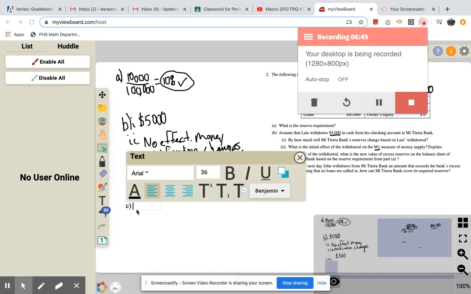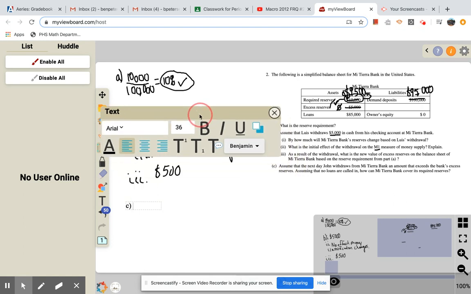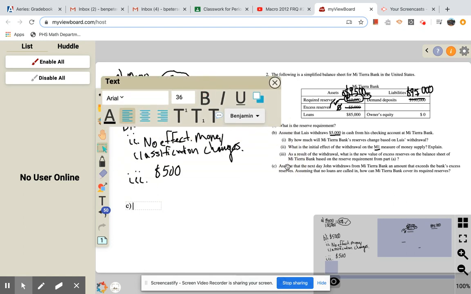All right, so let's wrap this thing up. Now, part C says, assume the next day John comes to the bank and he withdraws from me, Tierra Bank, an amount that exceeds the bank's excess reserves. Assuming that no loans are called in, how can me, Tierra Bank, cover its required reserves? So we're not here at this point yet. You haven't been taught this.